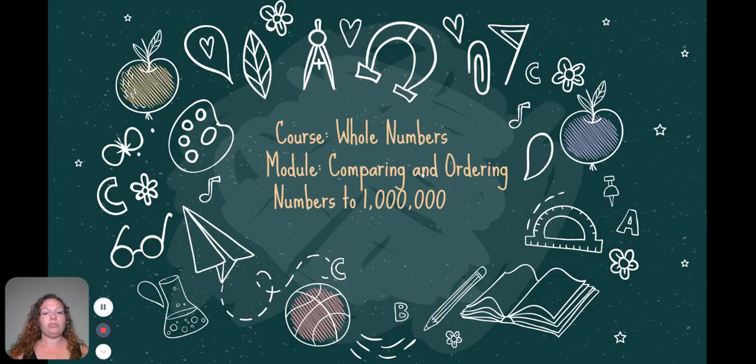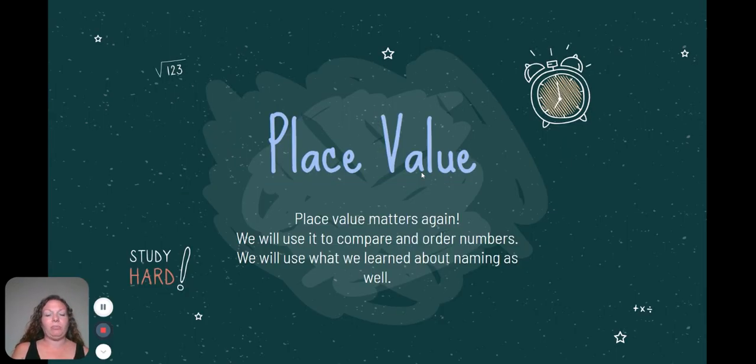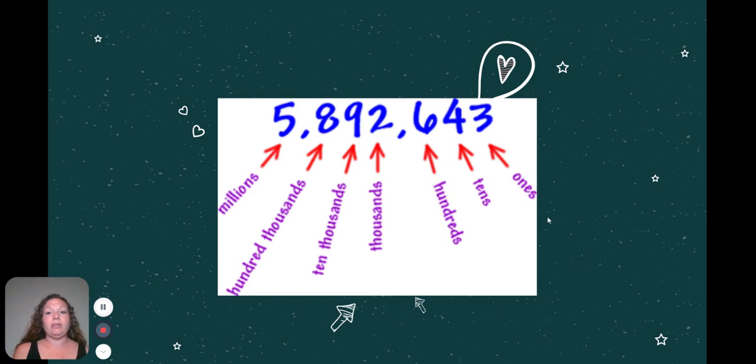Okay, so we are still talking about whole numbers. Today we're talking about comparing and ordering numbers to 1 million. And so we're going to have to talk about place value again. So let me pull up place value matters, and we're going to compare in the place values. So today, let's remind, the ones column is first, then tens, then hundreds, then thousands, 10,000s, 100,000s, and millions. And so to compare and order numbers, you basically want to line things up.